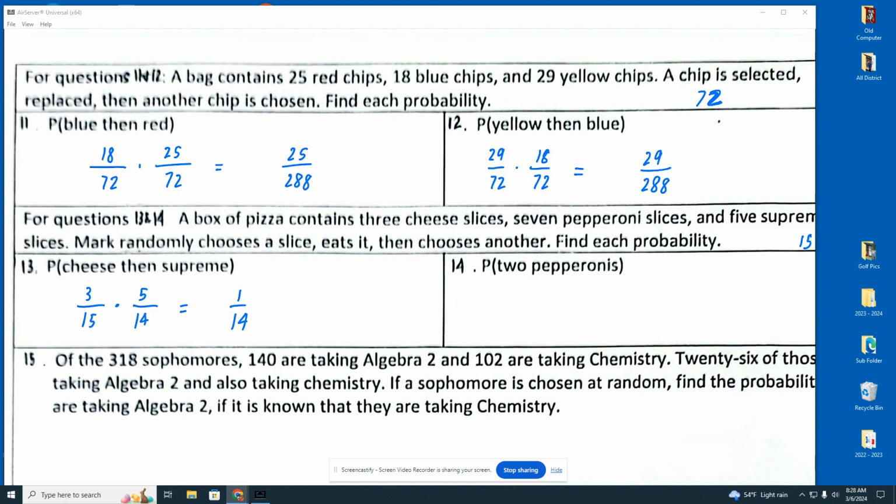How about 2 pepperonis? Well, that's 2 of them. Multiple events, multiply events. I reached into this box and I grab a pepperoni. What was my probability of that? 7 out of 15. Eat it. It's gone. Reach back in the box. How many pieces of pizza are there? And how many of those are pepperoni? Only 6. So it's 7 out of 15 times 6 out of 14, which is 1 out of 5.